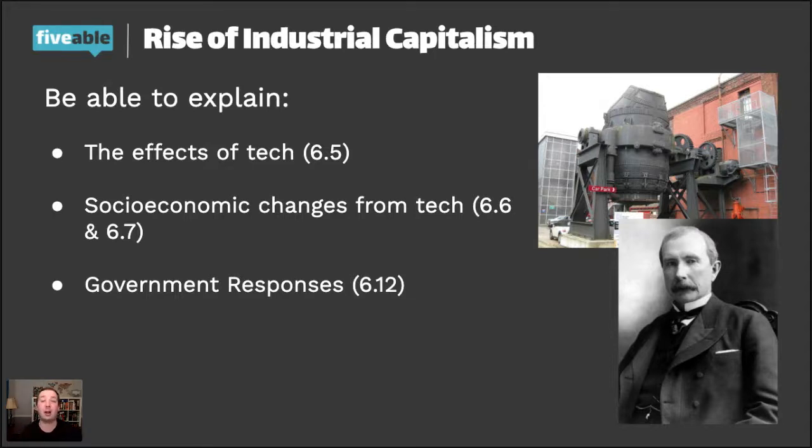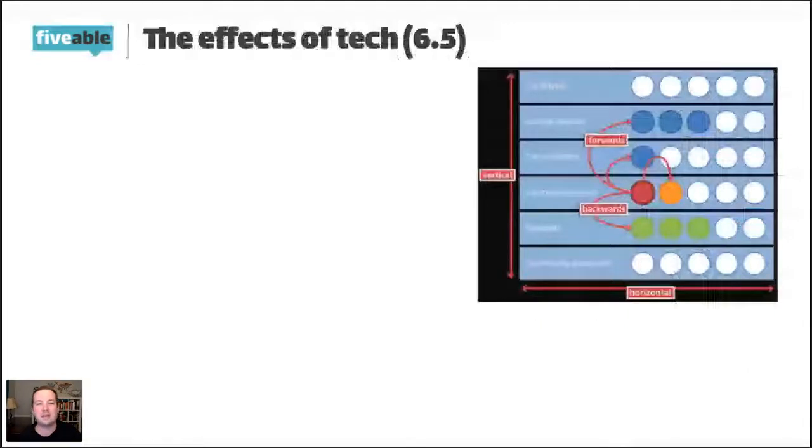And yeah, Rockefeller is rocking a mighty mustache, I tell you. So what are some of the effects of technology?